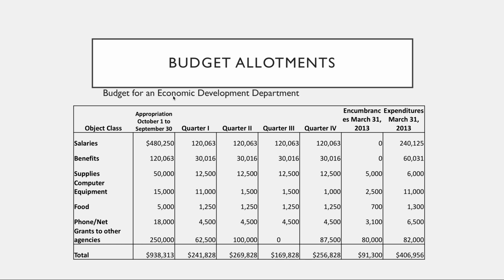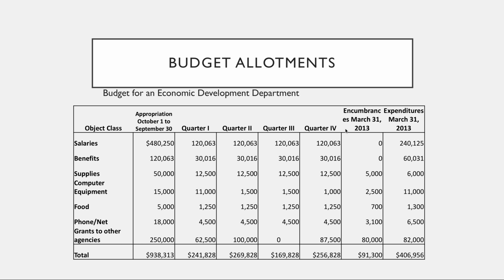Now, what we have here is an example of an economic development budget over the course of a given fiscal year. And as you can see here, the fiscal year takes place over the course of 4 quarters. Okay, looking at our appropriation, we can see that our fiscal year begins October the 1st and ends September the 30th. This fiscal year began October the 1st, 2012, and it will end September the 30th, 2013. I know it's 2017 now, but in this example, we are going back in time.